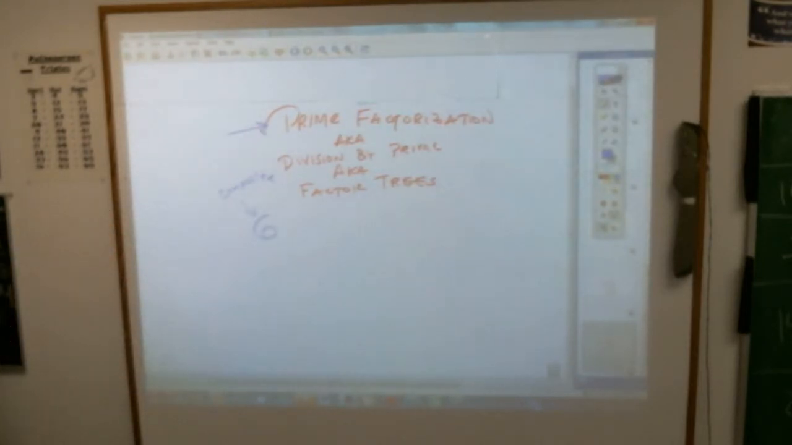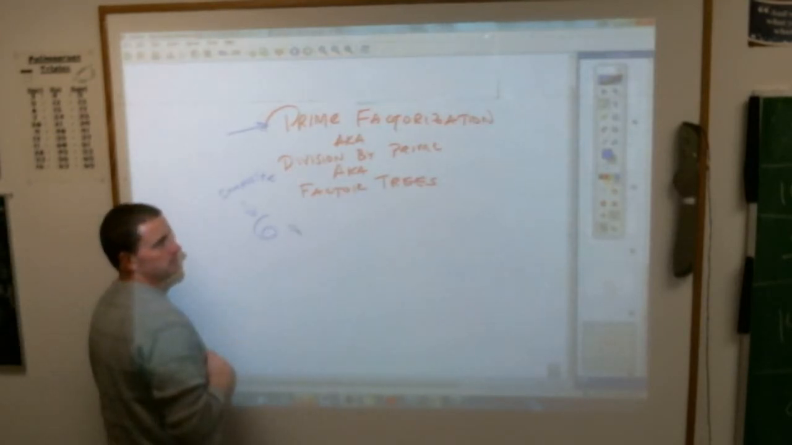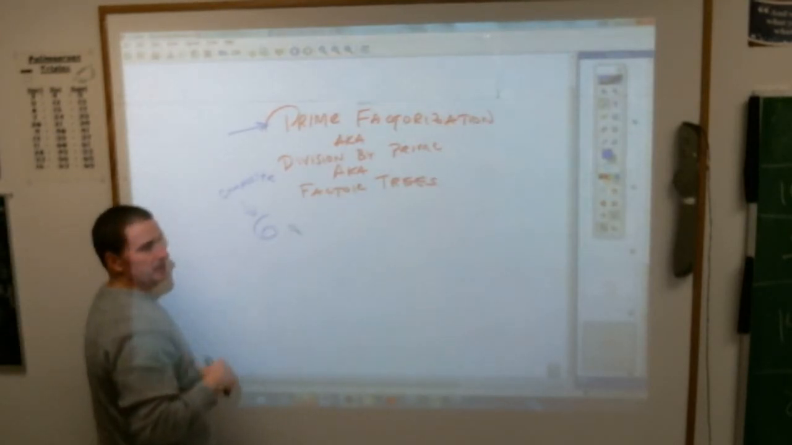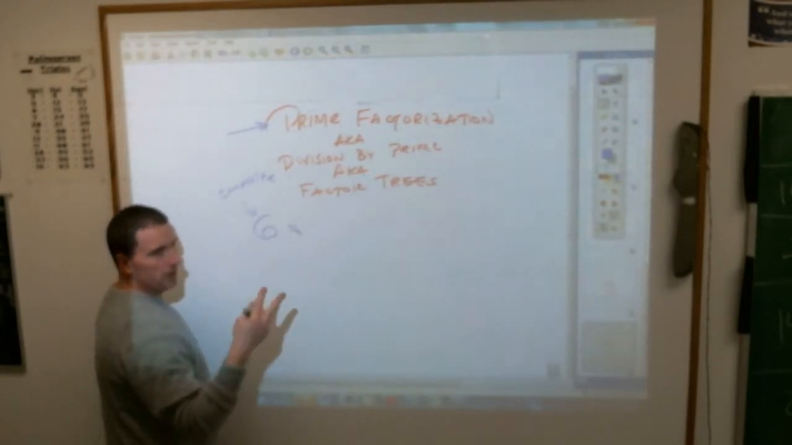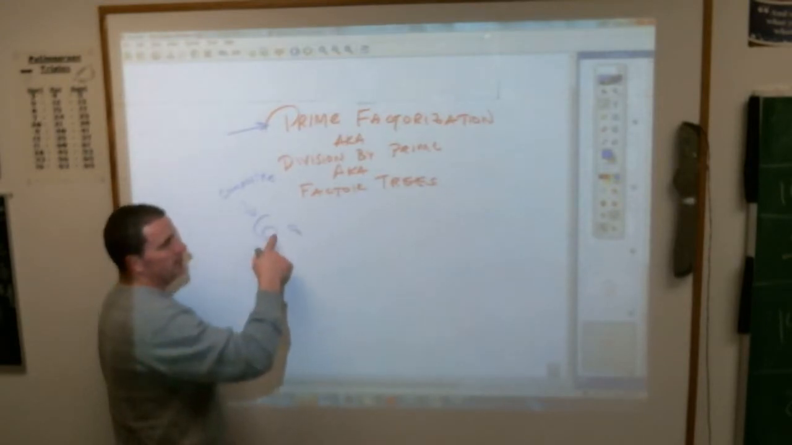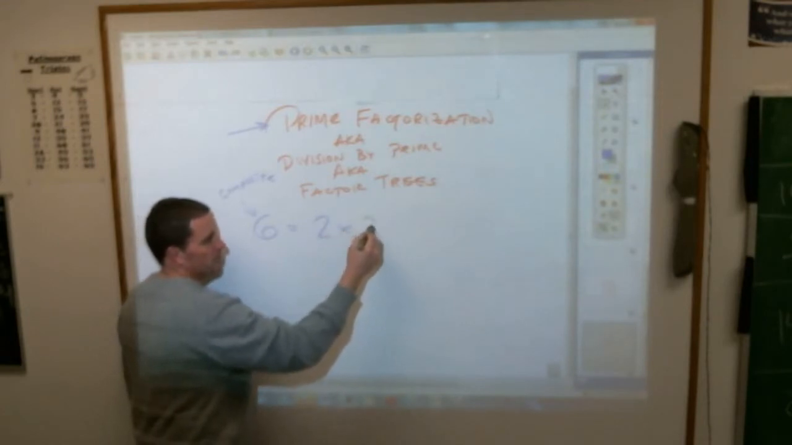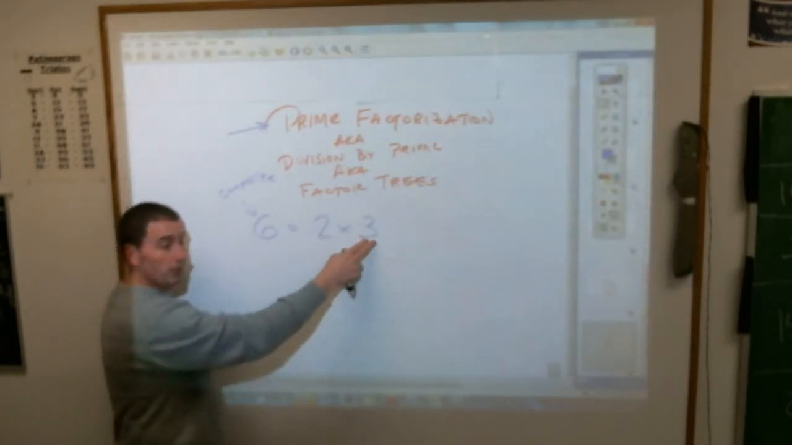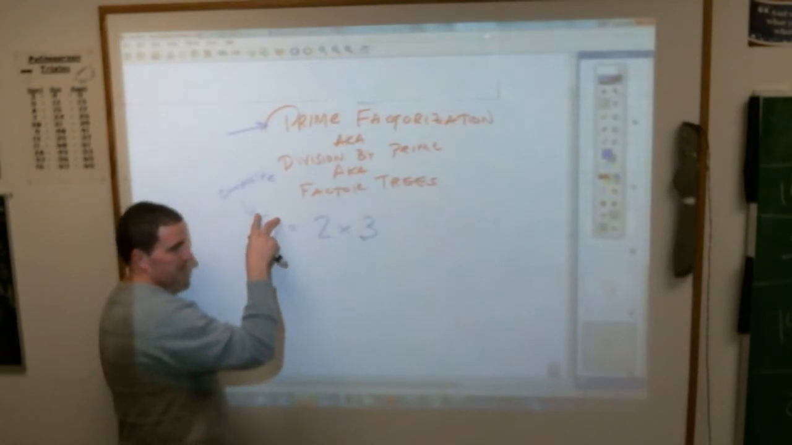What they're asking you to do is to break the number 6 down so that it is the product of whatever prime numbers will make that number. In other words, let me give you the example. 6 prime factorized would be 2 times 3, because 2 and 3 are both prime numbers, and when you multiply 2 and 3 together, you get 6.